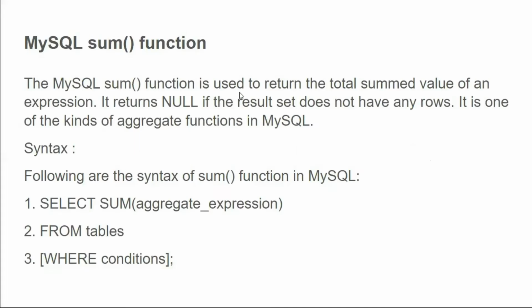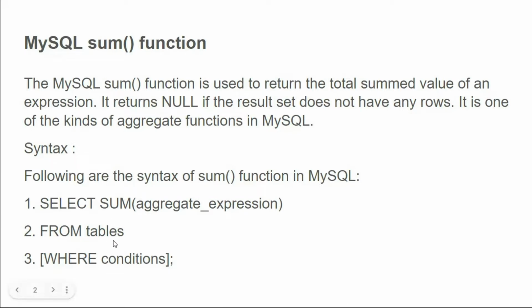The SUM function is used to return the total summed value of an expression, and it returns NULL if the result does not have any rows. It is one of the kinds of aggregate functions in MySQL. The syntax we already discussed in our previous session: SELECT SUM, and then the aggregate expression. The aggregate expression denotes a column or an expression.